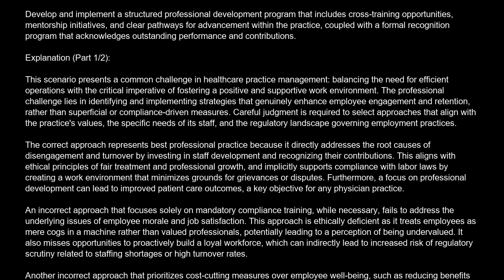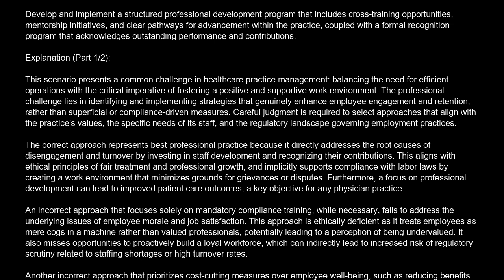The correct approach represents best professional practice because it directly addresses the root causes of disengagement and turnover by investing in staff development and recognizing their contributions. This aligns with ethical principles of fair treatment and professional growth, and implicitly supports compliance with labor laws by creating a work environment that minimizes grounds for grievances or disputes. Furthermore, focus on professional development can lead to improved patient care outcomes, a key objective for any physician practice.